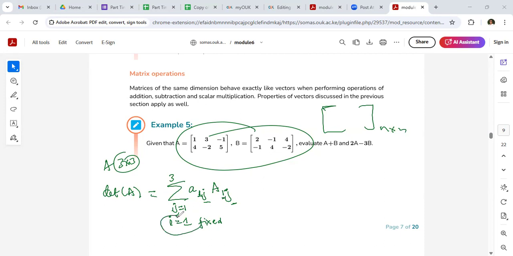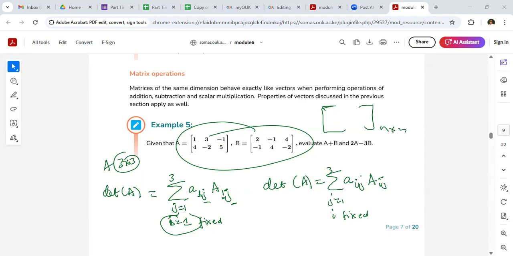But if I have not fixed I, I can still write the determinant as the sum of A_ij, J equal to 1 up to 3. Here I have not specified the value of I, because it's not mandatory that you fix I equal to 1. You can choose to fix I equal to 2, provided you are able to find the minors and the cofactors. You can even fix it to be 3. It doesn't have to be 1 all the time. It depends on your choice, but for general representation, we fix the first row.